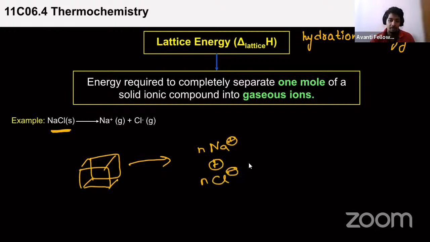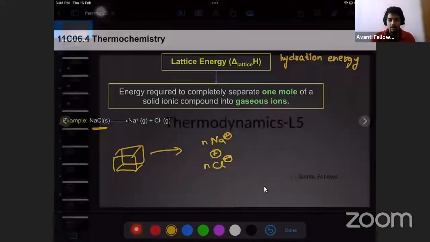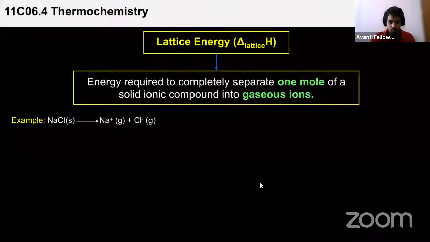Now to convert this perfect structure into these individual atoms, we need a lot of energy. This energy is nothing but lattice energy. We cannot directly do that, so we will calculate it indirectly using the Born-Haber cycle. Let's see this more clearly.